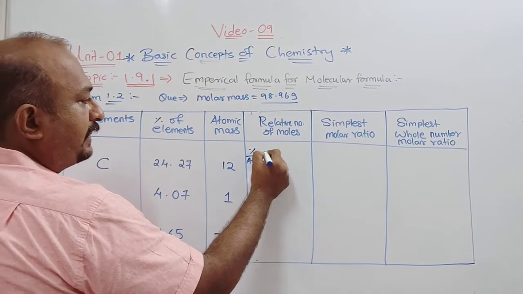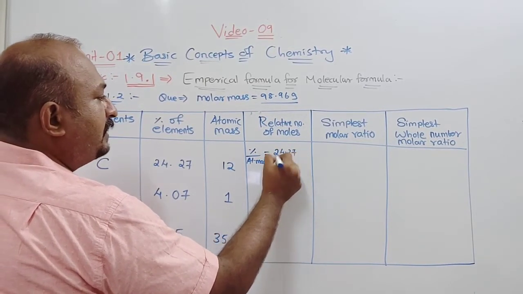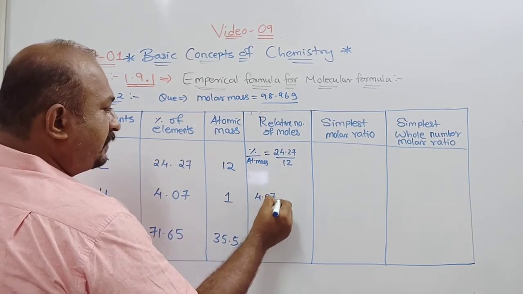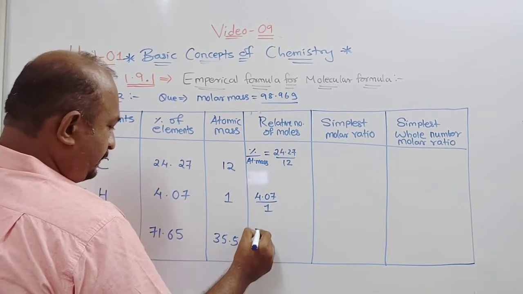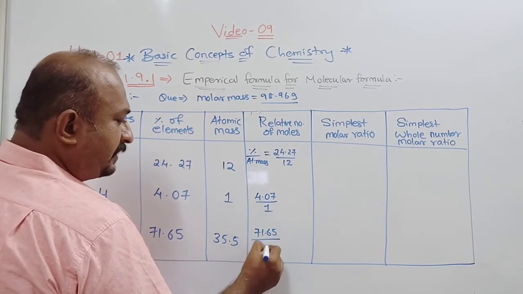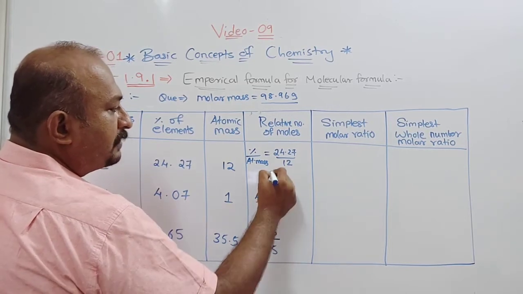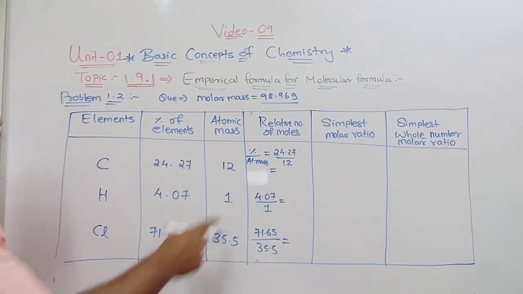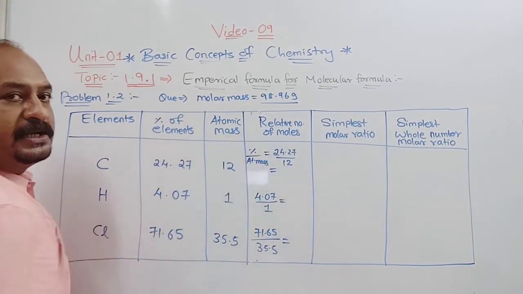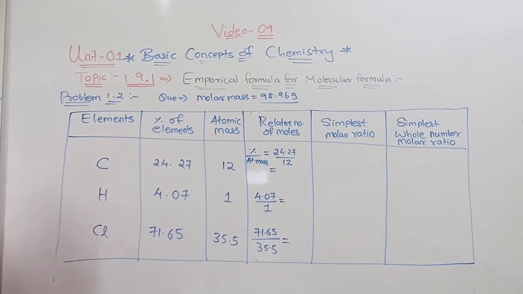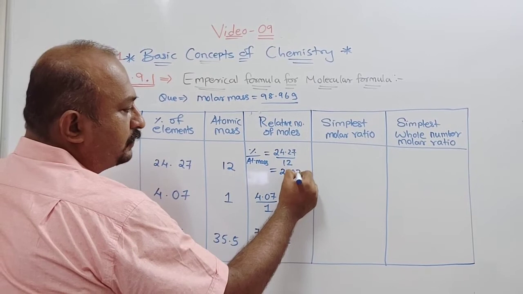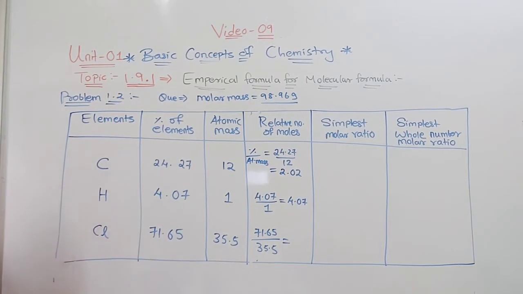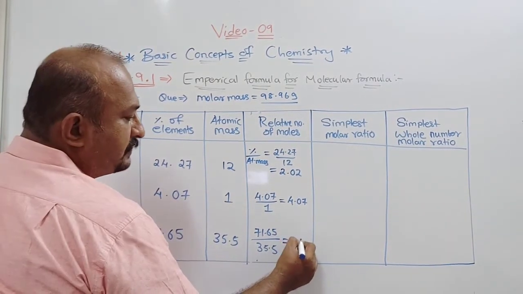So, it is equal to, you can write down 24.27 divided by 12. Then here it will be 4.07 divided by 1. Here it will be 71.65 divided by 35.5. So we will see what is the number of moles we are getting. Percentage divided by atomic mass will give you the relative number of moles. So by calculation this one is 2.02, this one is 4.07 because divided by 1, and this 71.65 divided by 35.5 will be 2.02.